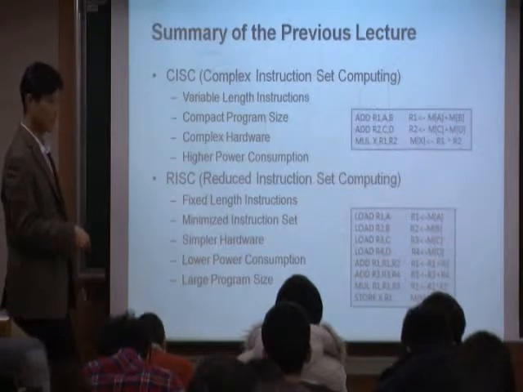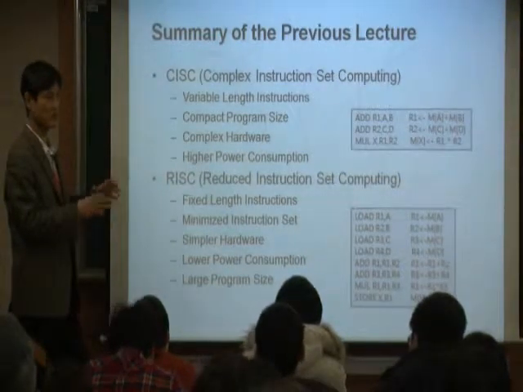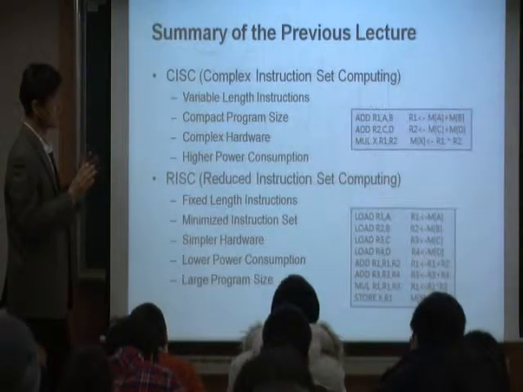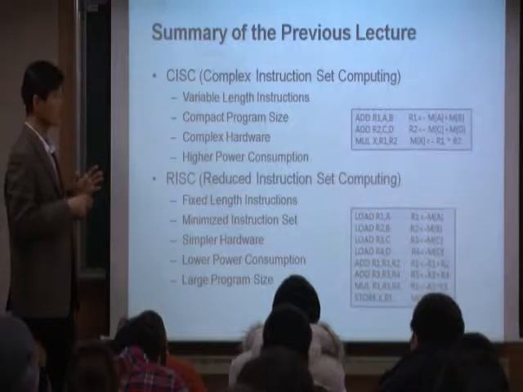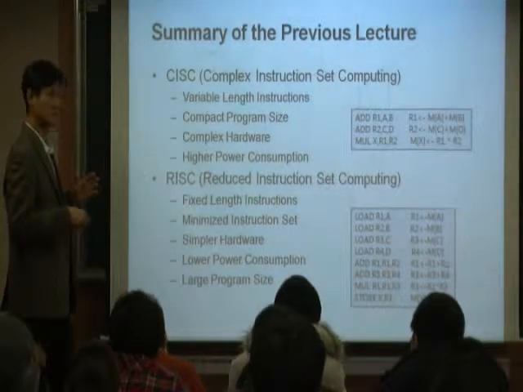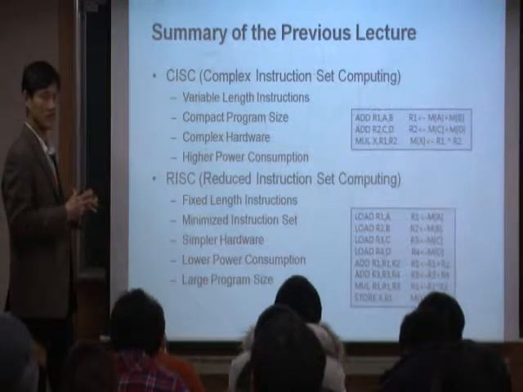This one has only tens of instructions, but this one has more than 100 instructions, things like that. So this RISC has only some of the basic instructions. Since we have a small instruction set, hardware is simpler. Simple hardware means less power consumption.